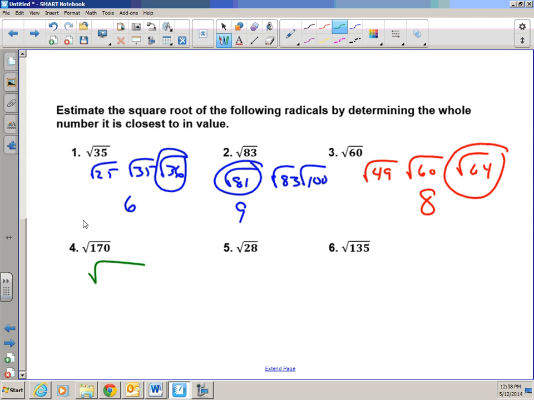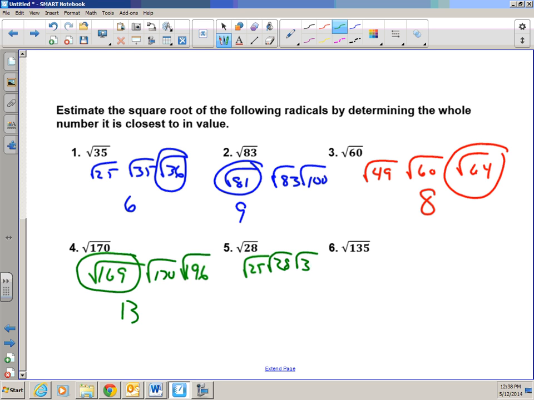This is between 169 and 196. Okay, so that's closest to 169, so it's 13. And this is between 25 and 36, closest to 25, so 5. And then again, this is between 121 and 144, closest to 144, or 12.